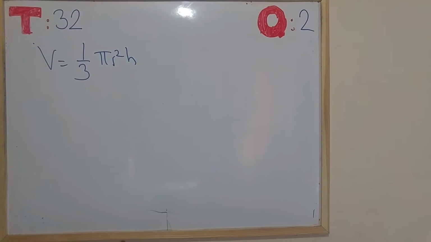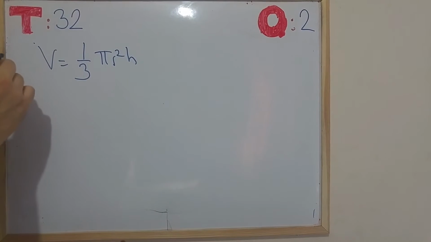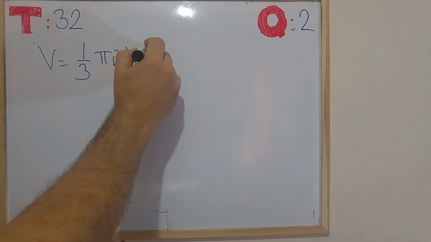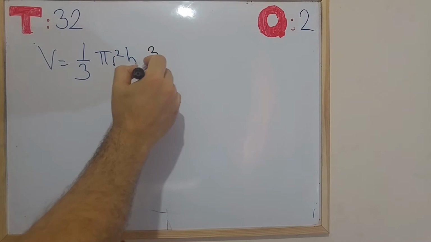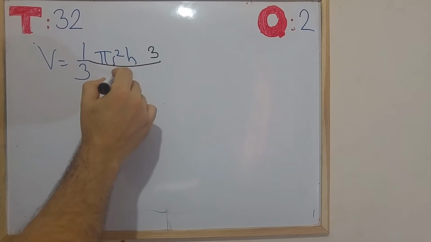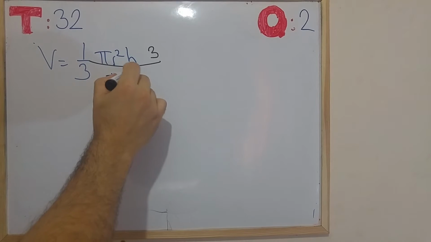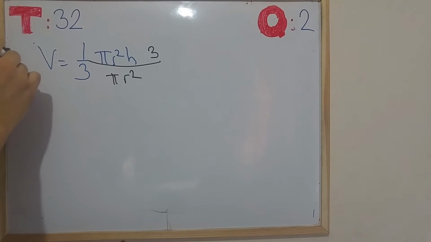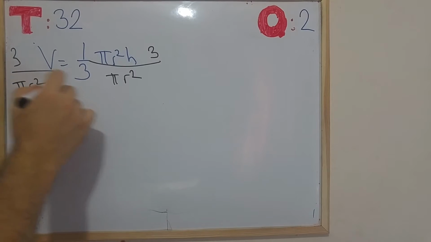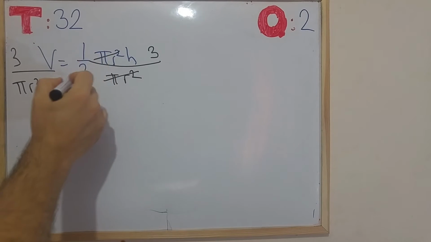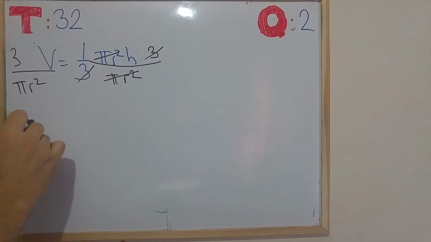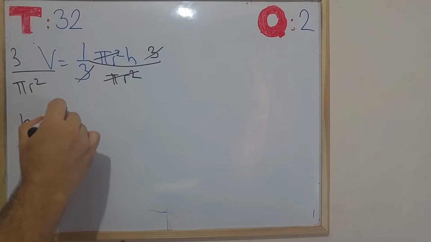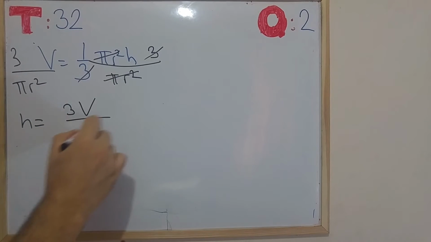To h. First, let's find out h. And in order to find out h, we just have to multiply this equation by 3 and divide by pi r squared. So let's do it to the left hand side. We just multiply by 3 and divide by pi r squared. And now these are gone, these are gone. What I have in my hand is h is equal to 3v over pi r squared.